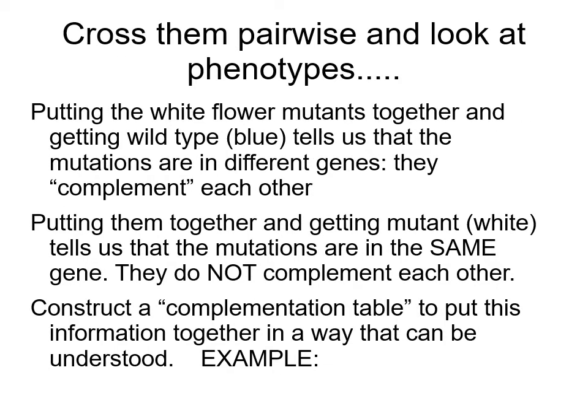All right, so we're going to cross them in pairwise combinations and look for phenotypes. So if you put the white flower mutants together and you get a wild type, that tells us, assuming that the mutations are recessive, which we will assume for now, that the mutations are in different genes. That is, complementation occurs. If you put them together and you still get white, that tells us that the mutations are in the same gene. They do not complement. So we construct what's called a complementation table to put the information together in a way that's visible and easy to look at.